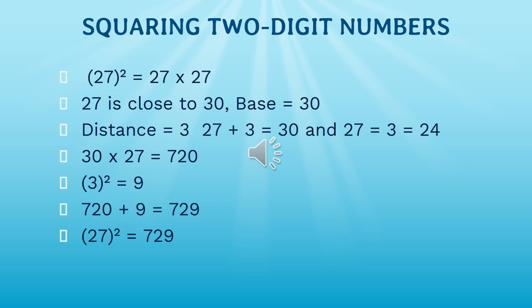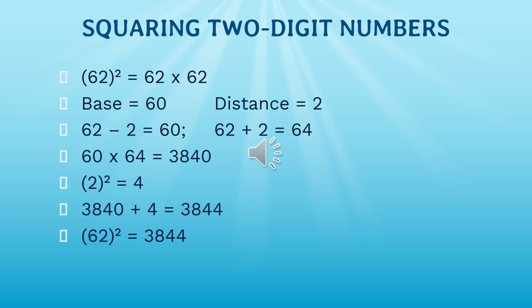Multiplying 24 and 30, 3 times 24 is 72, and adding 0, that's 720. Next is to square the distance, which is 3. 3 squared is 9. Adding 9 and 720 gives us 729. So the square of 27 is 729.